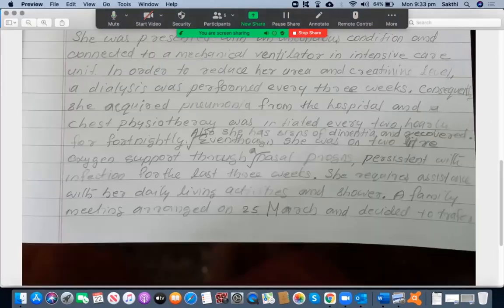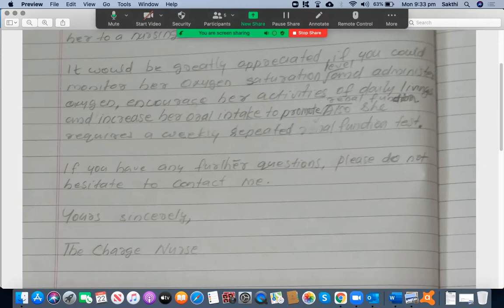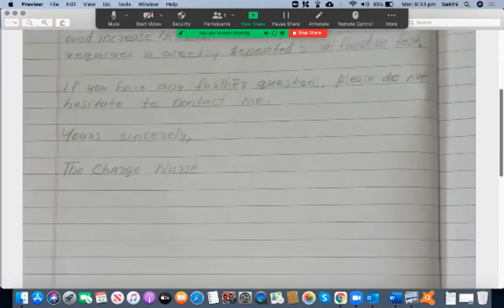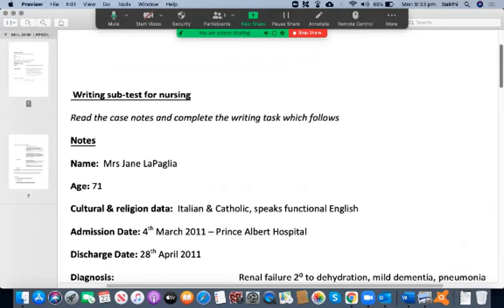All right, sorry, the next page. Okay, also she requires a weekly repeated renal function test. Okay, that's all right. If you have any further questions, please do not hesitate to contact me. Yours sincerely. That's okay. The charge nurse, that's all right. Can you check whether we have included the relevant case notes in your letter or not?